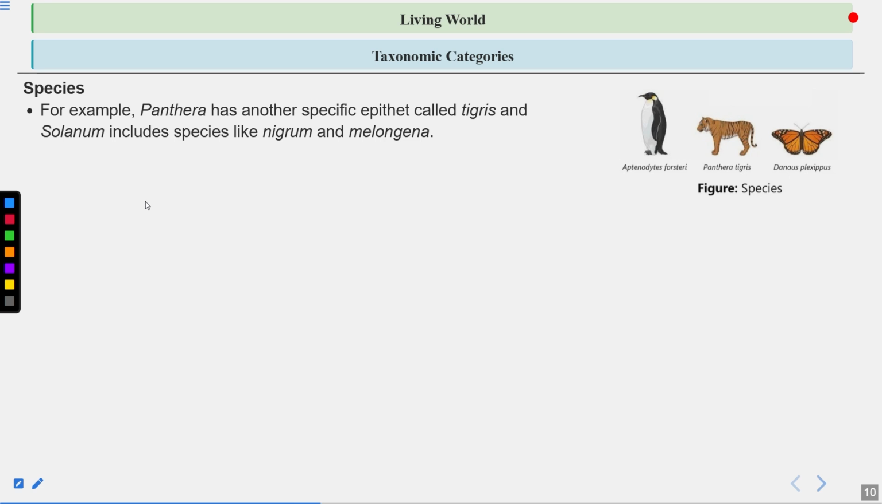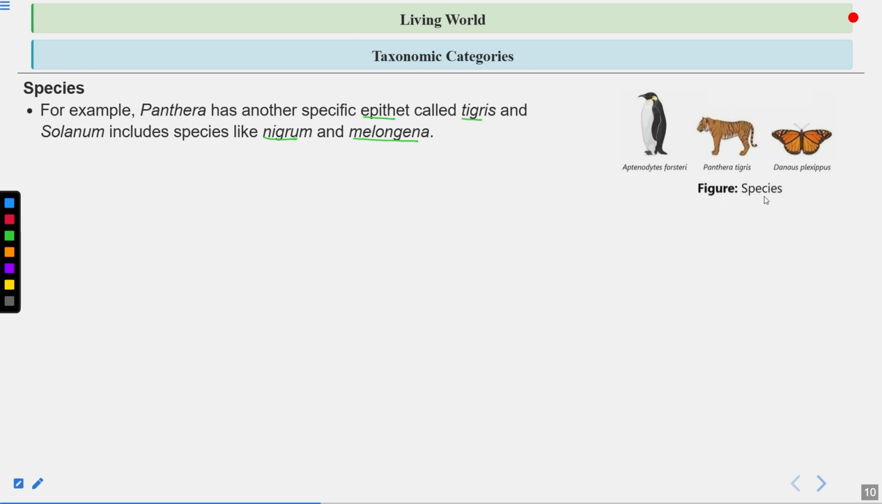For example, Panthera has another specific epithet. One is leo, another is tigris, and Solanum includes species like nigrum and melongena. So there is Solanum nigrum, and there is Solanum melongena. A single genus can have more than one specific epithet.